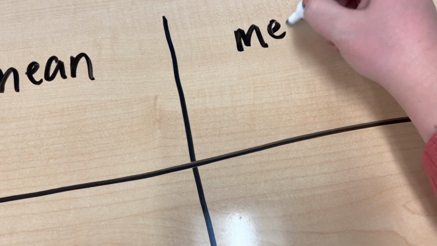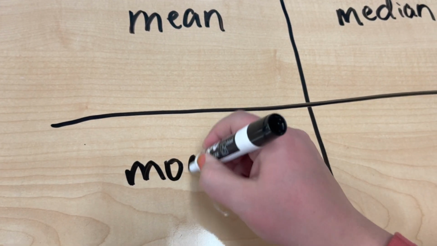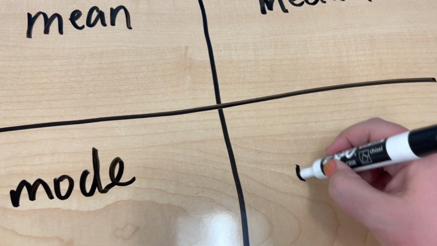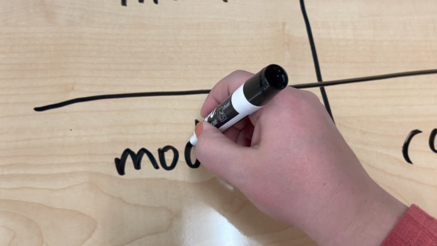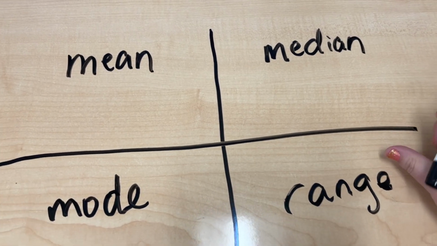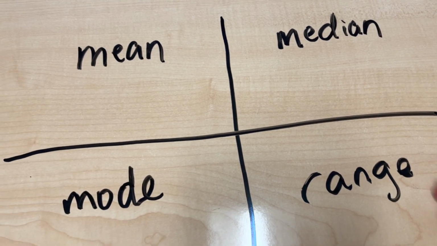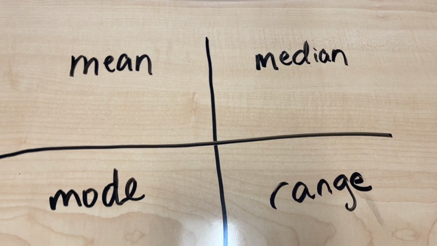median, mode, and range. Mean, median, mode, and range. That's a D. So it should look like this: mean, median, mode, and range. And this is supposed to be an E. Miss Young is struggling. There we go. Mean, median, mode, and range.